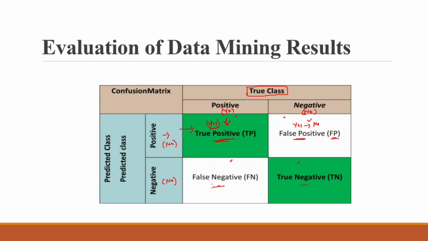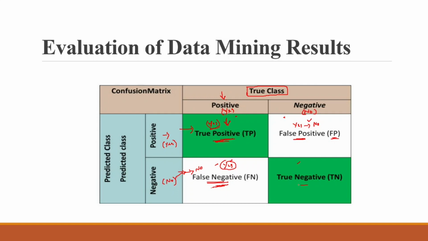Yeah, so here, the column is positive, and here the row value is negative. So the actual value of this data is positive, but our machine has unfortunately said that it is a negative value. So we label this as false negative, because in reality it is positive. The actual value of this particular data is supposed to be yes, but our machine has predicted it as no. So it is false negative.